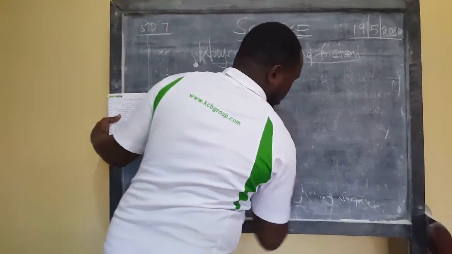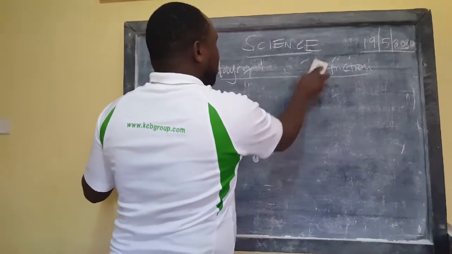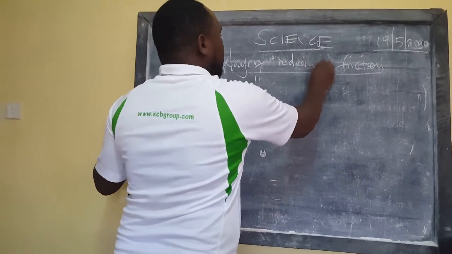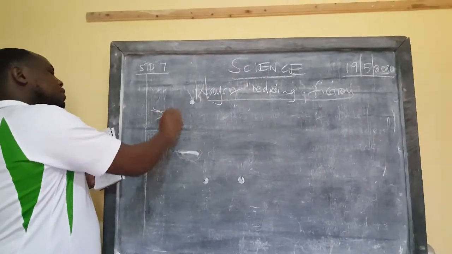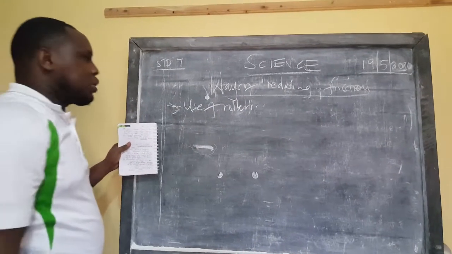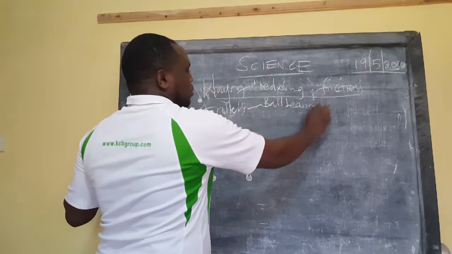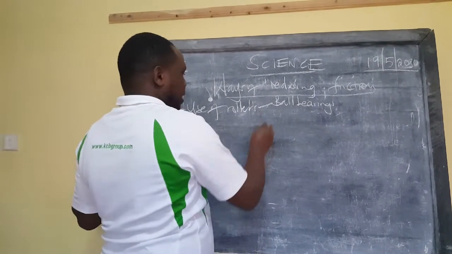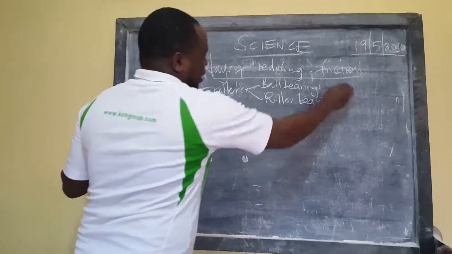Now, to reduce friction. There are areas where we don't need friction, and so we need to reduce the friction. Way number one of reducing friction is the use of rollers. And rollers are of two types. You can have rollers which are ball bearings, and we have rollers which are roller bearings. I want to explain the two terminologies used here.